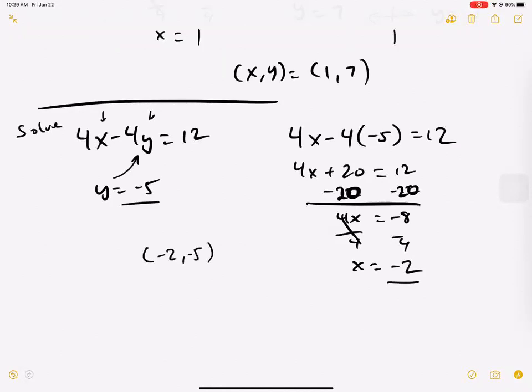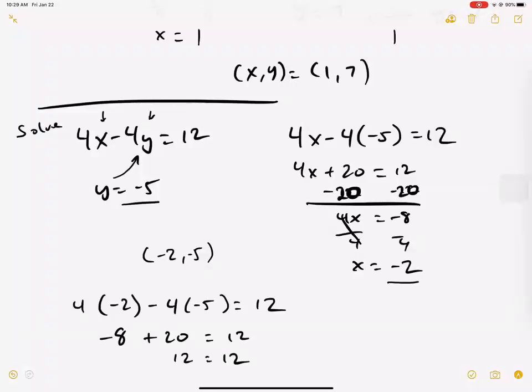Let's see if this is true. Let's double check. If I plug in 4 times negative 2, because that's my x value, minus 4 times negative 5, that's my y value, does this give us positive 12? This is negative 8 plus 20 is 12. Yes, that is true. 12 is equal to 12. We have found the solution that worked.